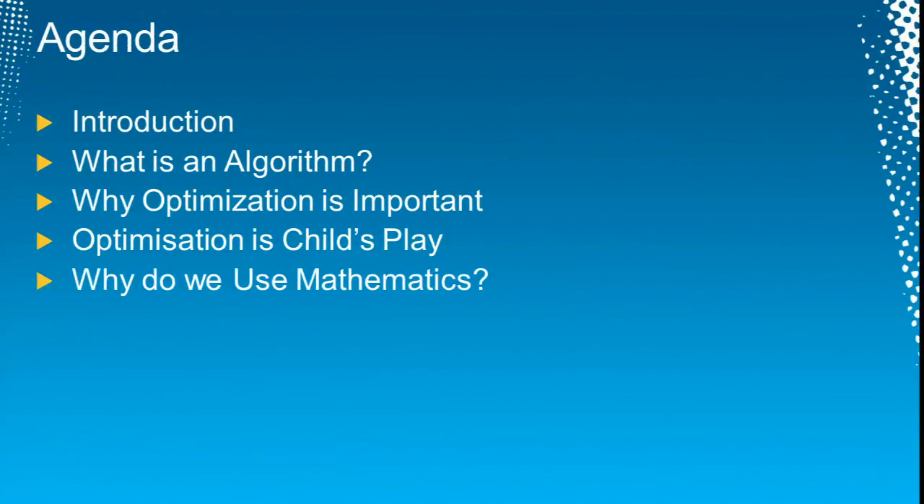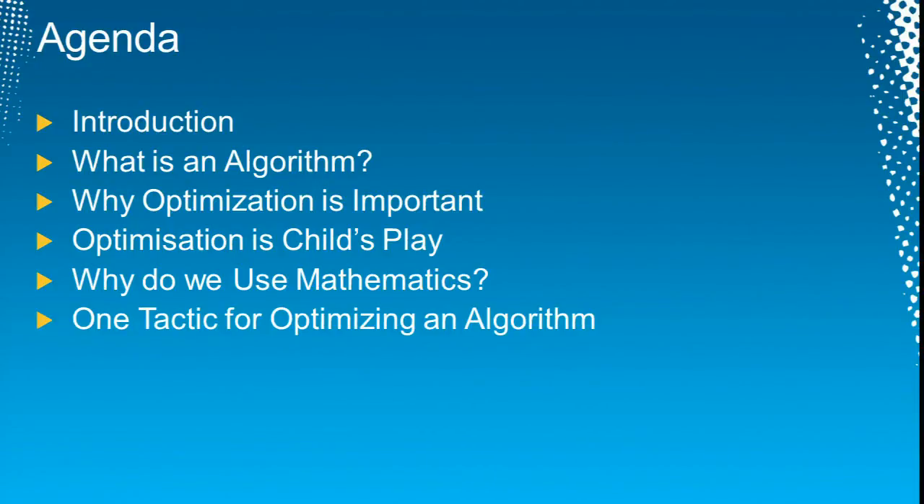And then I'm going to talk about the things that make us think that it's difficult, right? The fact that we use mathematics to describe it, all right? And why we use it, and why that makes us think that it's a little bit difficult. Then I'm going to show you one tactic for optimizing an algorithm. Okay, there are a number, all right? I'm not going to try and confuse you by showing you 7 or 8, okay?